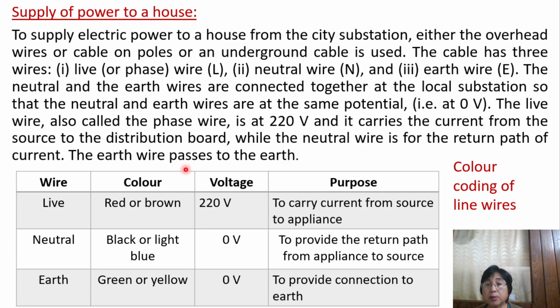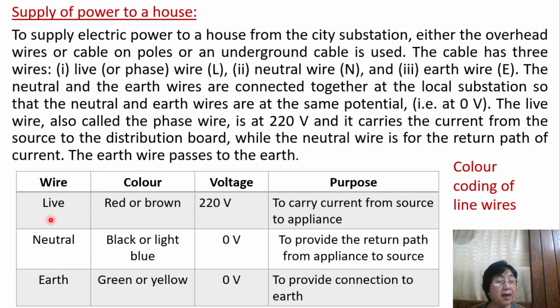Okay. We need to know the color coding of the line wires. When we say line wires, it means this cable that comes in with 3 wires. It's known as the line wire, this cable. We need to know the coding of the line wires. So how can we make out which is the live, which is the neutral, which is the earth? Here are the color codings by which we can make out.